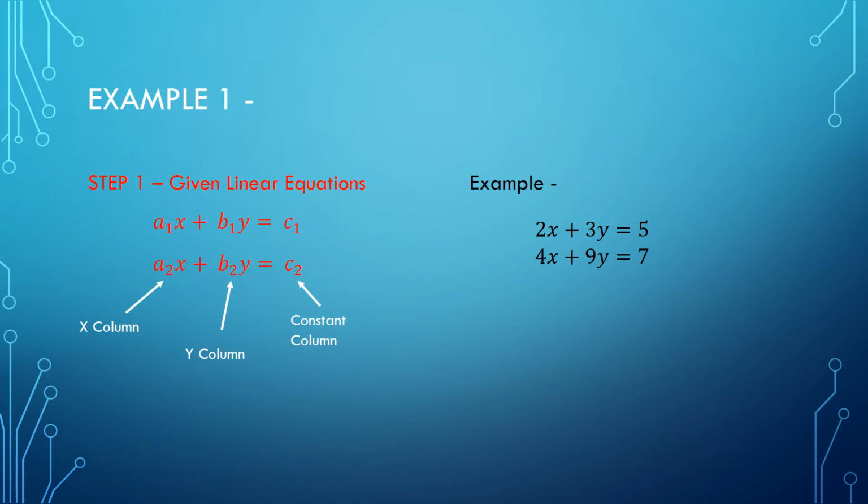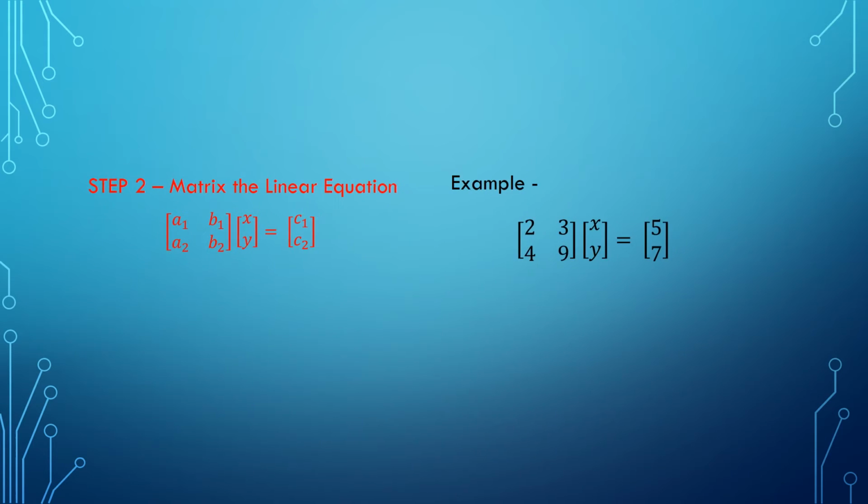Here is an example of how Cramer's rule works. Step 1. Here are the linear equations that will be used as an example of Cramer's rule. We have the x column, the y column, and the constant. Now, converting these into a matrix.